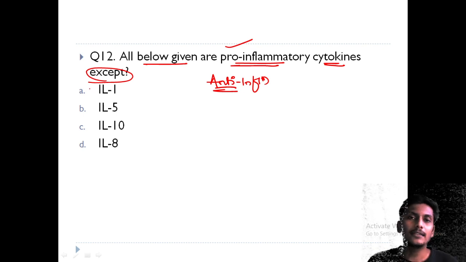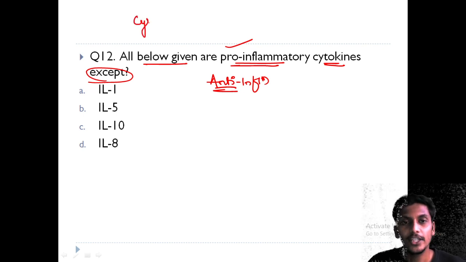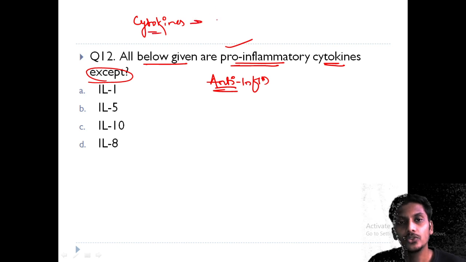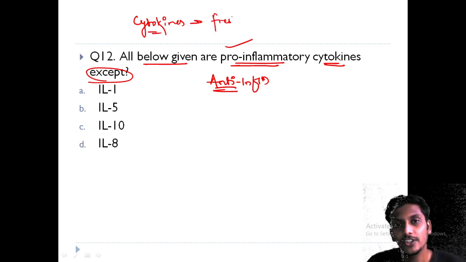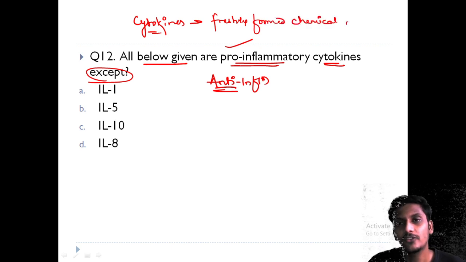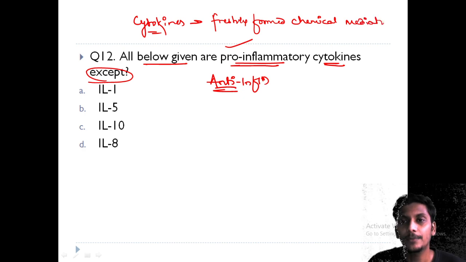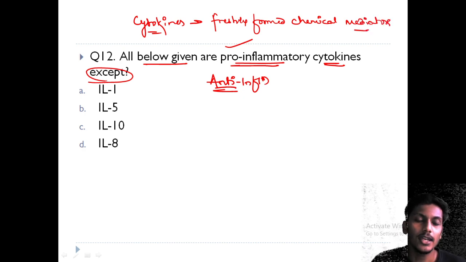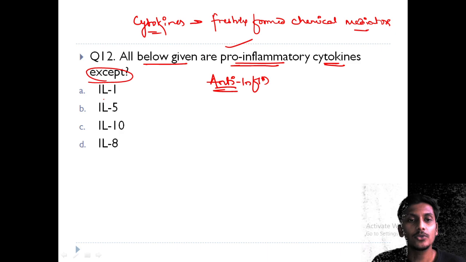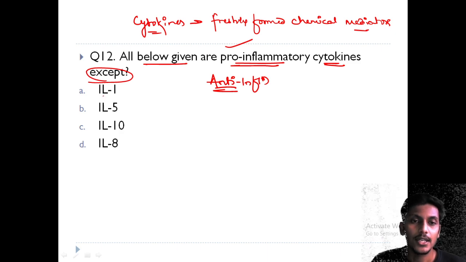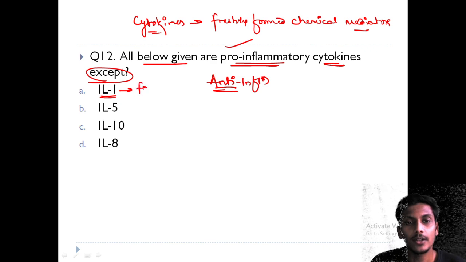First of all, cytokines are what? Cytokines are usually freshly formed chemical mediators. So please remember, usually cytokines are freshly formed chemical mediators. There are different types of cytokines like interleukins, okay? And there are different types of interleukins responsible for different processes. Interleukin 1 is known for what? It is known for causing fever.